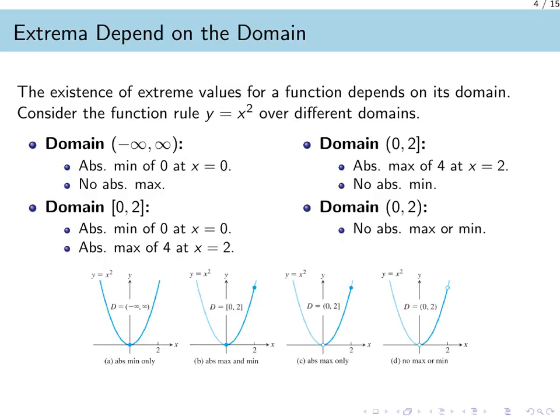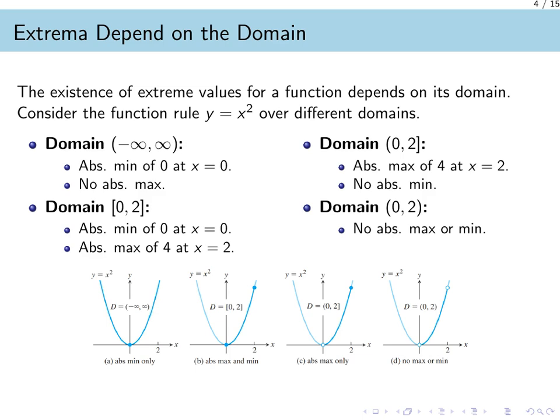The existence of an absolute maximum or minimum depends critically on the function's domain, not just its formula. Let us explore this using the simple function y equals x squared. When the domain is all real numbers, the familiar parabola has an absolute minimum of 0 at x equals 0, but no absolute maximum because it increases without bound. If we restrict the domain to the closed interval from 0 to 2, we now have both a minimum at x equals 0 and an absolute maximum of 4 at x equals 2.